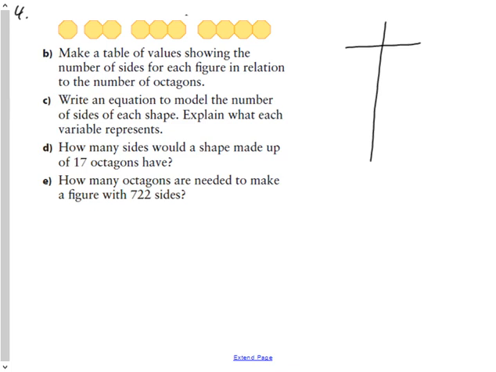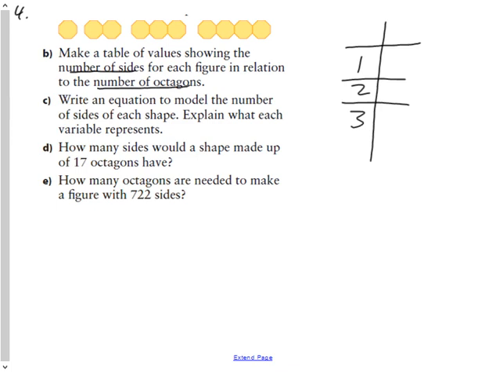of values, typically what you would have done is you would have taken this being your x column and this being your y column. But what we're trying to get across now is that they don't have to be x and y, and in fact they can be whatever we want them to be. And typically x was always going to be your 1, 2, 3. So if we think about what is going to be 1, 2, and 3 for this, if we have to have number of sides for each figure in relation to the number of octagons.